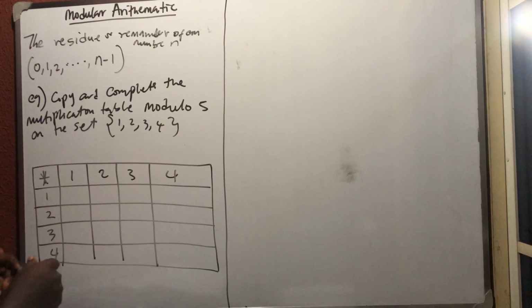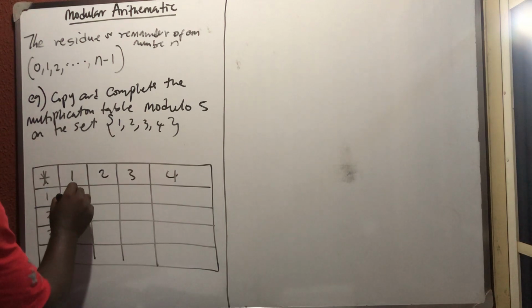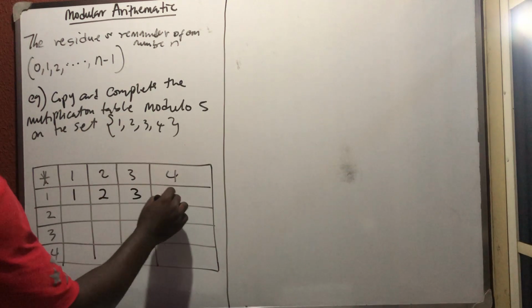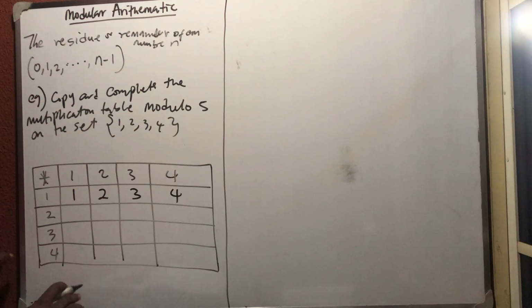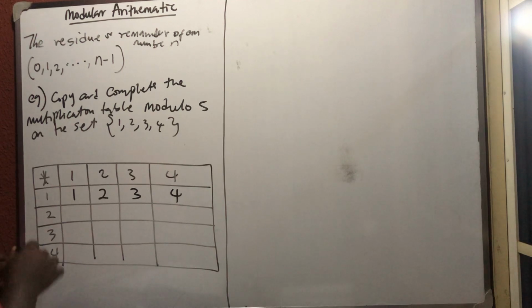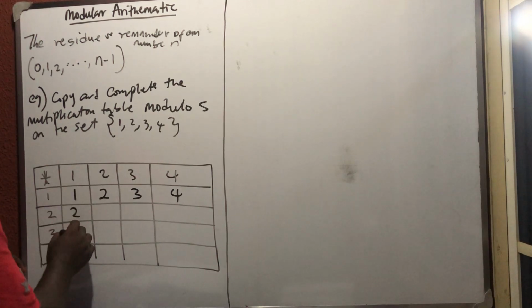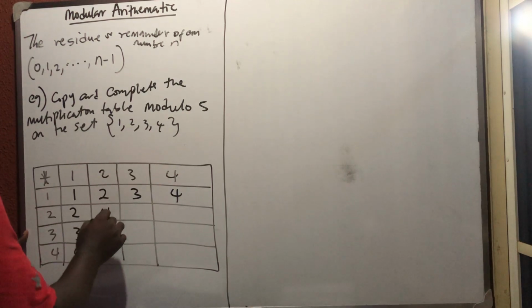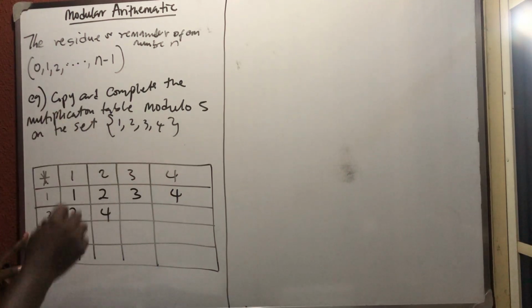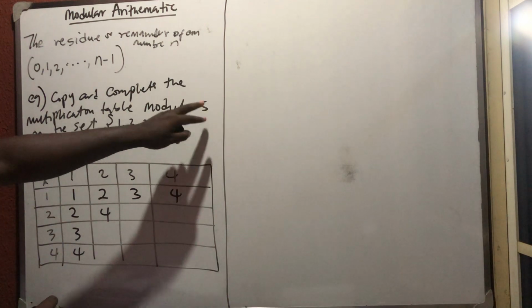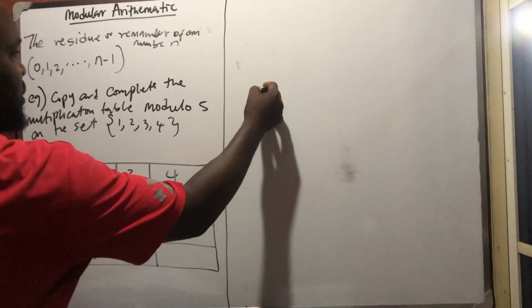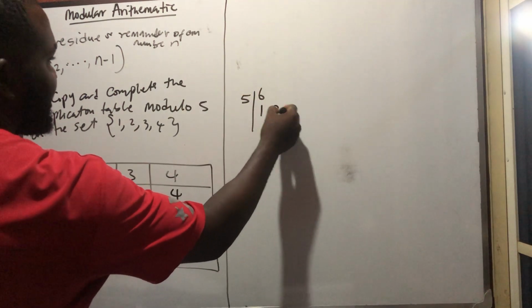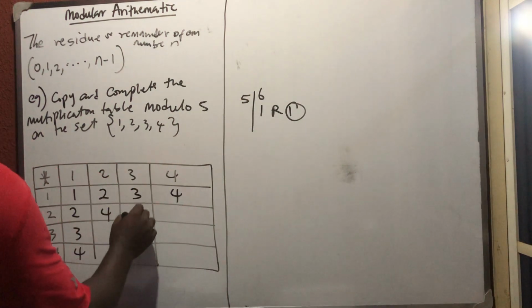They say that it is multiplication. So 1 times 1 is 1, 1 times 2 is 2, 1 times 3 is 3, 1 times 4 is 4. In fact, I want to complete it by myself. Now, 2 times 1 is 2, 3 times 1 is 3, 4 times 1 is 4. Now, 2 times 2 is 4. 2 times 3 is 6, but we cannot write 6 because we are talking about mod 5. So 6 divided by 5, what do you have? 1 remainder 1. So the answer is the remainder, which is 1.